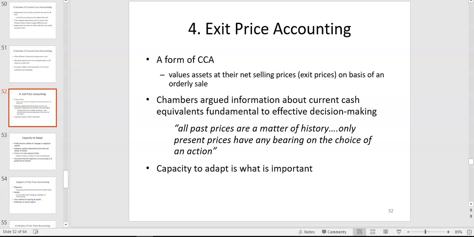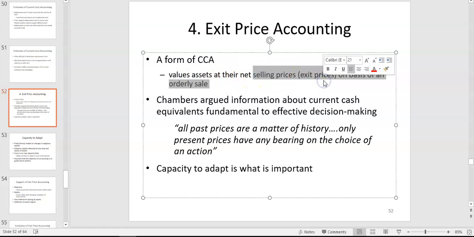So the last one is kind of a variation or a form of current cost accounting known as exit price accounting, where you value assets at their net selling price. So this is distinct from current cost accounting, where you're valuing assets at the replacement cost. That's how much it costs to replace the asset. This is what you would actually get to sell that particular asset that you own.